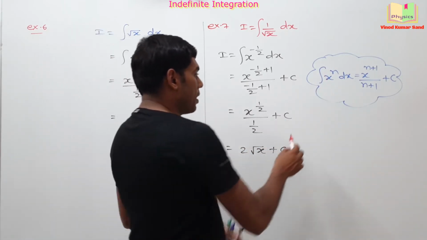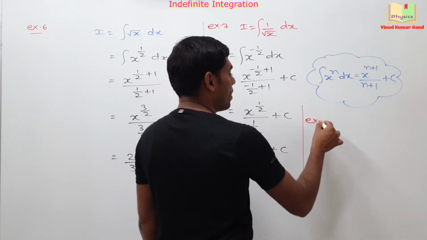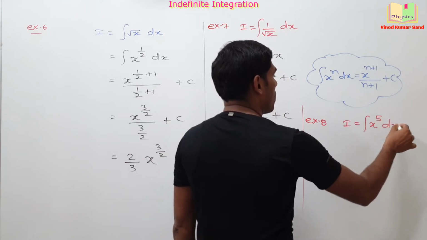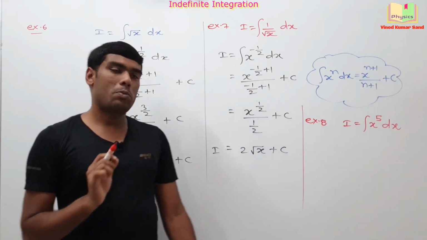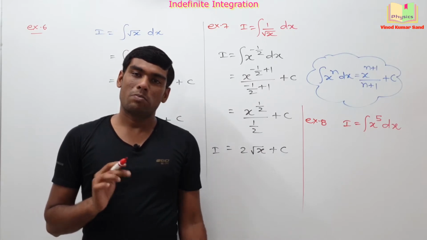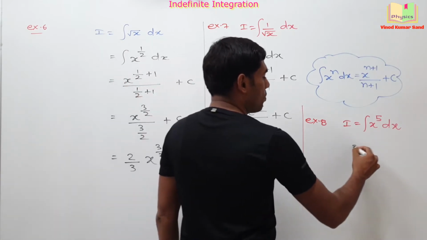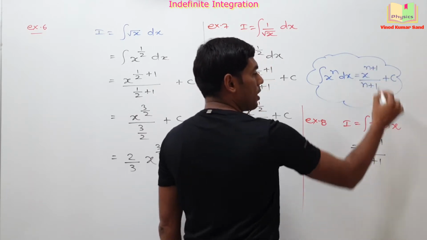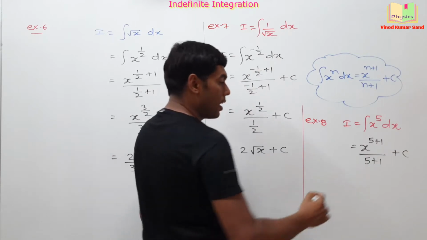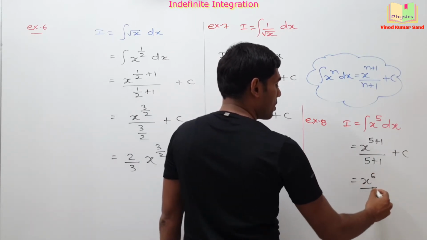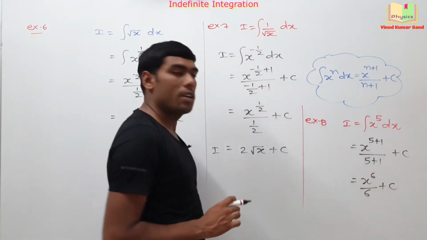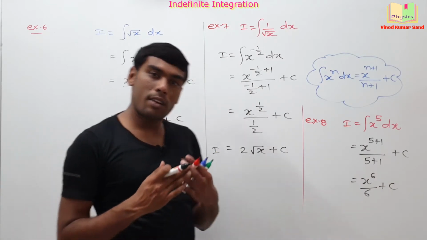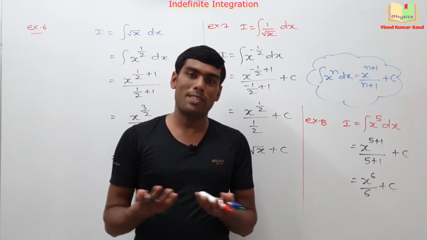I'm taking up example number 8 here only. Suppose someone gives us x to power 5. Now can you post your answer in comment box? Simple. The answer will be x to power 5 plus 1 divided by 5 plus 1 plus some constant c. So it will be x to power 6 divided by 6 plus c. Okay. And the same question can be asked for other variables also, r, t, p, z, anything.